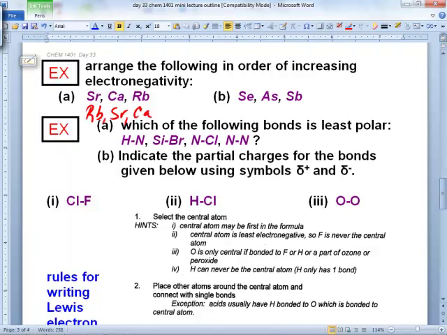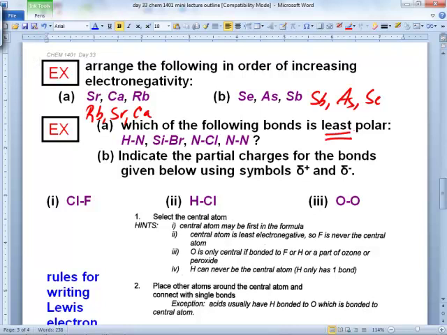How about these next 3 here? We've got selenium, arsenic, and antimony. These 3. Whoa, Sb is lower though. Yeah, so Sb, then As, and then Se. Right? So from weakest to most electronegative.